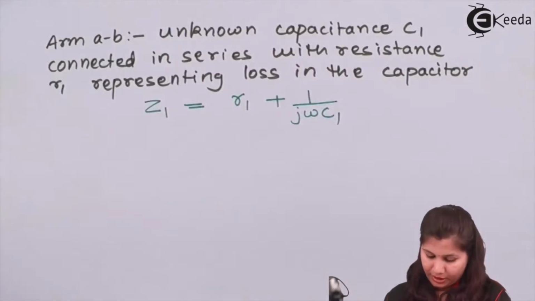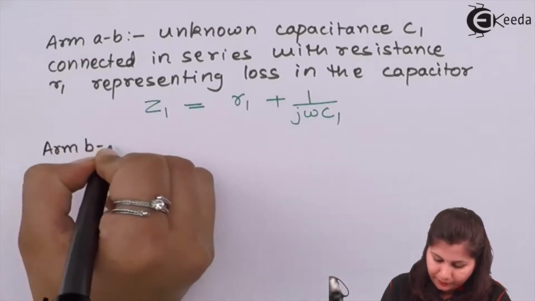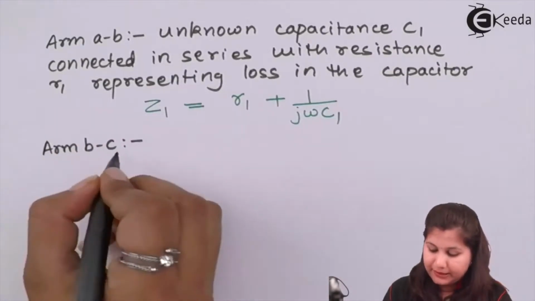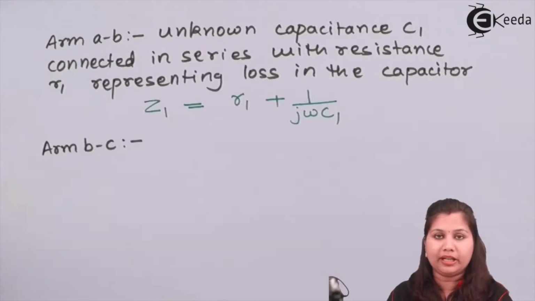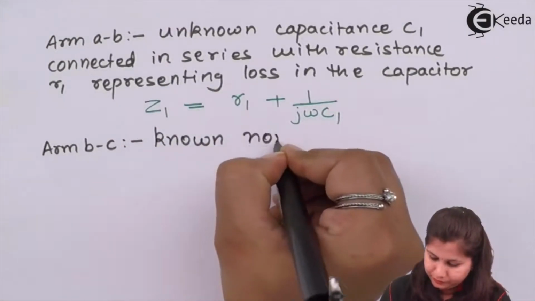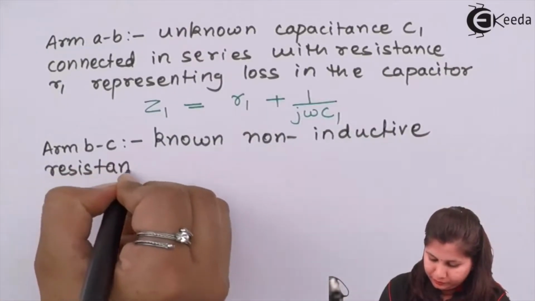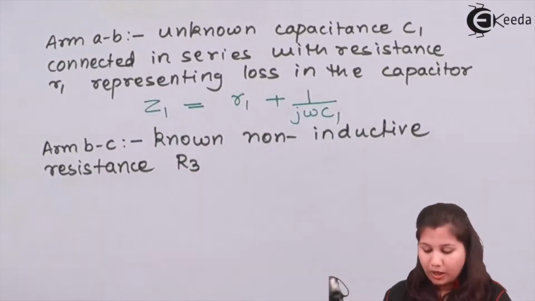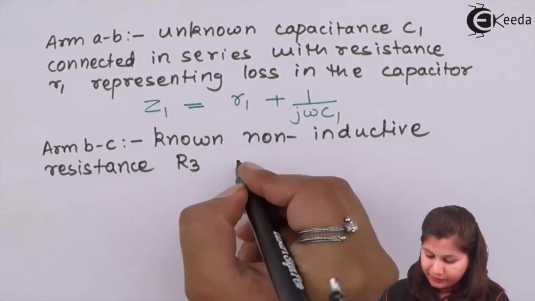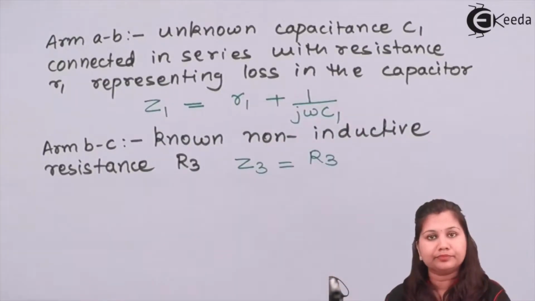Okay. Next we are having the arm BC. Arm BC is having the known non-inductive resistance R3. So our impedance Z3 will be equal to the resistance R3 only.